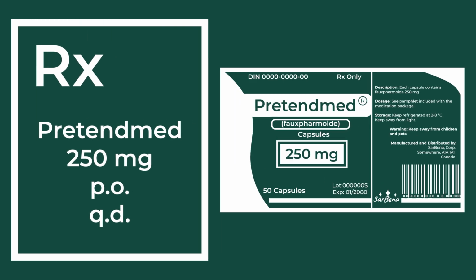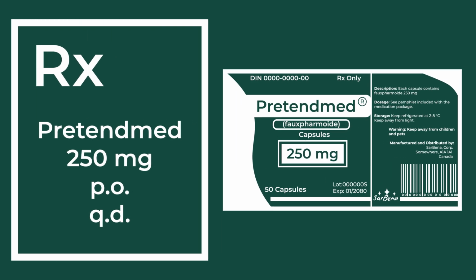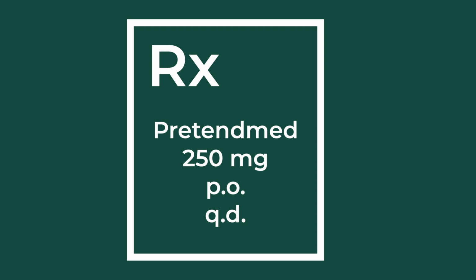For this review, we'll be referencing this mock medication label. In this example, Pretend Med is the generic name of the medication. 250 milligrams is the prescribed dose. PO tells you the medication should be given orally, and QD means it should be administered once a day. Once you've read the order, the next step is to match it to the medication label.